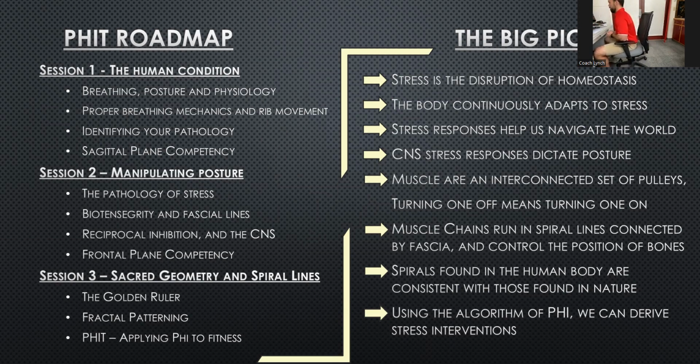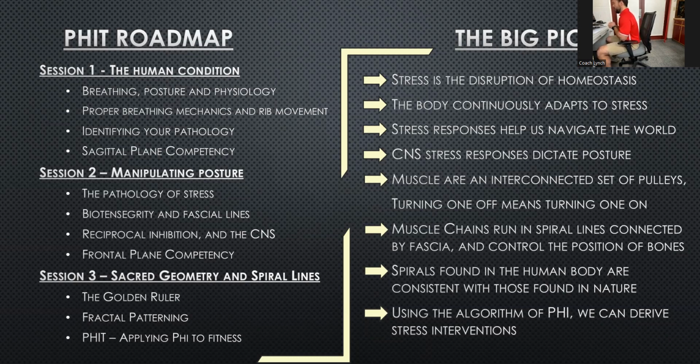So anyway, just a recap. In the first session, we went over the human condition, how we share a bunch of things similarly: breathing, posture, physiology. We identified pathology, and we did some sagittal plane competency drills. In the second session last week, we talked about manipulating posture, what stress does to the body, and why it does that. And then we did some frontal plane competency drills.